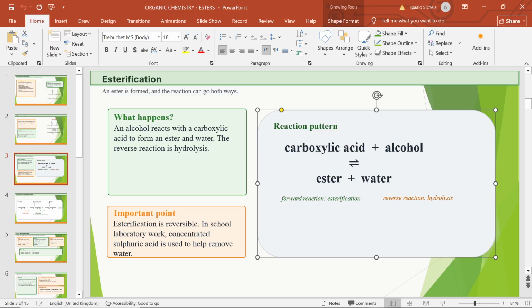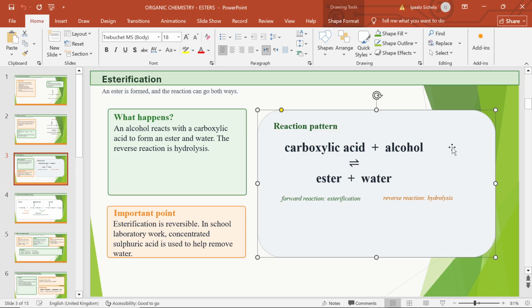Now the reverse reaction of esterification is called hydrolysis. When an ester reacts with water, what will be formed will be a carboxylic acid and an alcohol, and this process is called hydrolysis. Hydrolysis is the reverse reaction of esterification. Hydrolysis is simply the process by which an ester reacts with water to form a carboxylic acid and an alcohol, while esterification is the process by which an alcohol reacts with a carboxylic acid to form an ester and water.